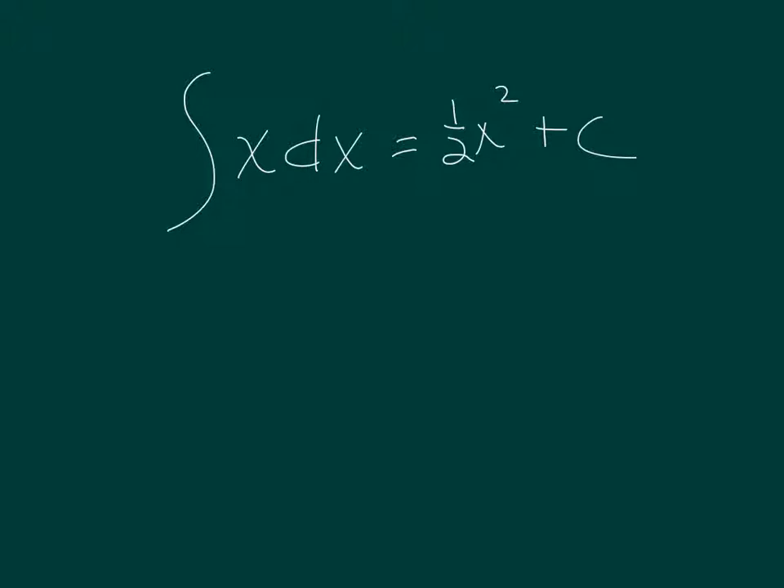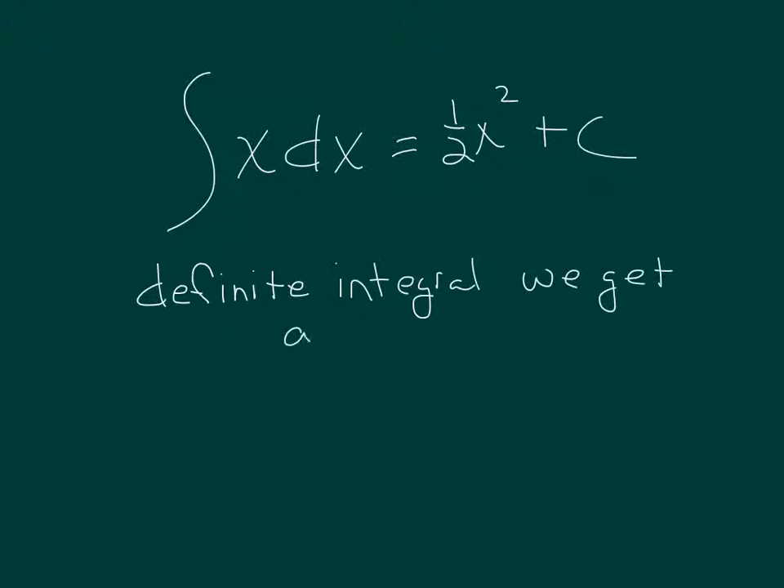That plus C tells me there's a lot of solutions for that. When we have a definite integral, that means we've got a lower and an upper limit. When we have a definite integral, we get a number. That's the major difference between an indefinite integral and a definite integral. When we have a definite integral, we're going from some number to some number. This will give us an actual number and not a family of curves.